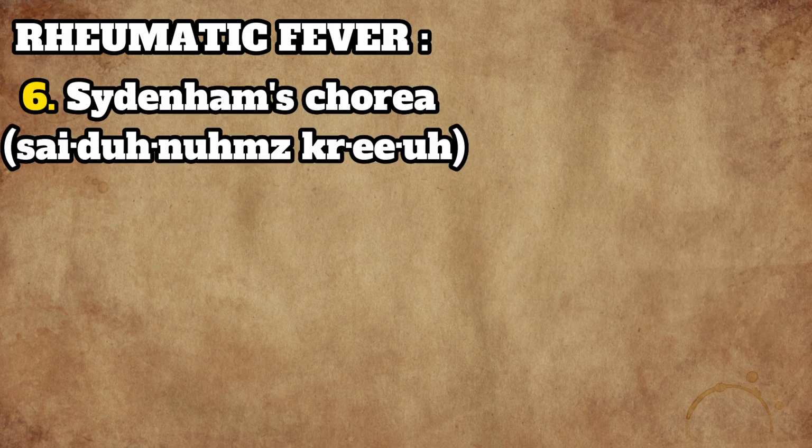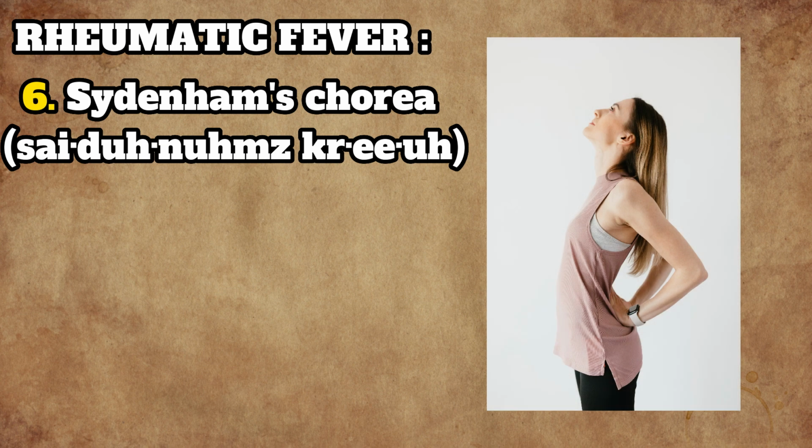Number 6, Sydenham's chorea. This means that uncoordinated, involuntary, jerky muscle movements are a possibility. It is mostly found on the face, but it can be seen in all 4 limbs.